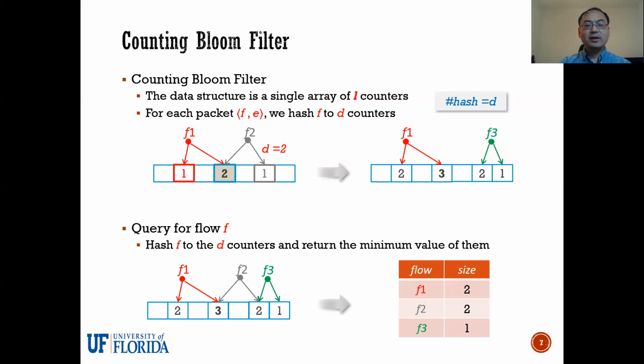When we query for the flow, this can only do flow size because the counter cannot remember the elements that we've seen so far. So to query for the flow size of flow F, we hash F to D counters and take the minimum value of those counters.